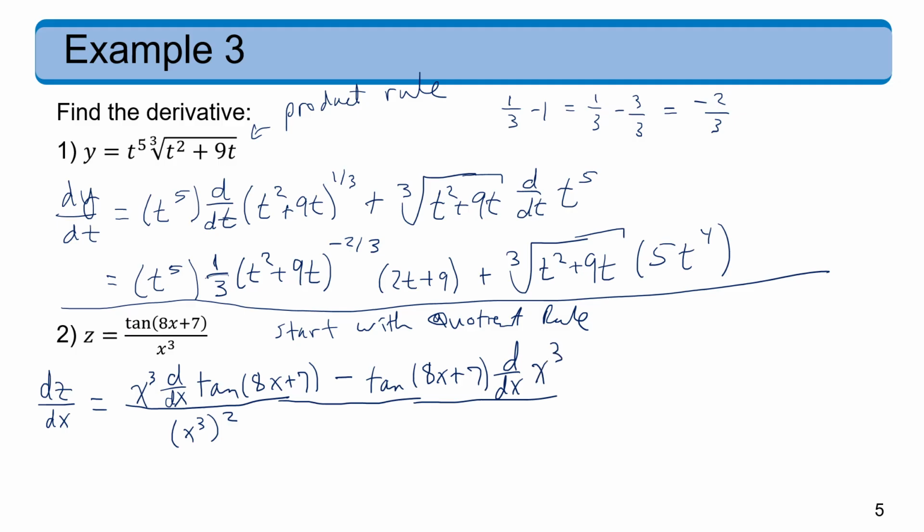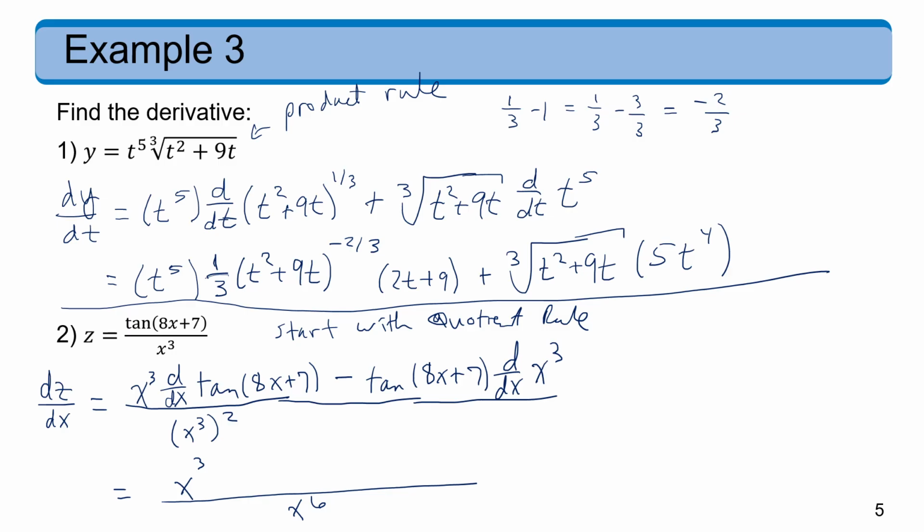Now let's compute those derivatives. So our denominator, first of all, we multiply exponents, so that's x to the 6th. Now in the numerator, we keep this x cubed. Now this next derivative is where we need to use the chain rule. So we've got tangent of something other than just plain x, right? We discussed this earlier. So the part inside tangent, in the parentheses, that's 8x plus 7, is the inner function, and the outer function is the tangent function.